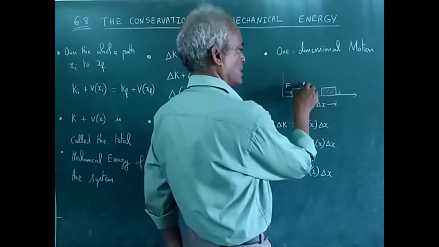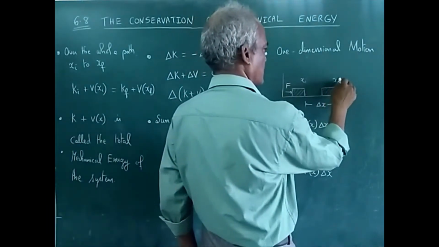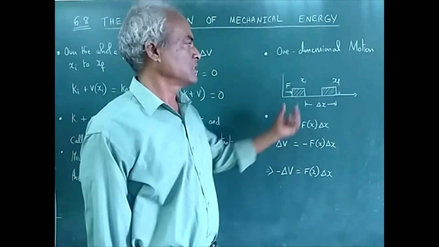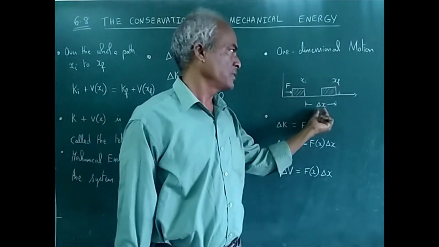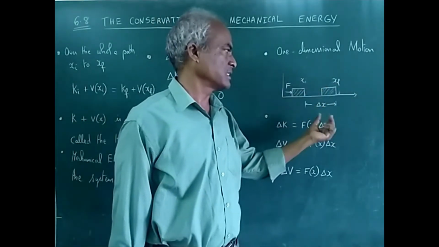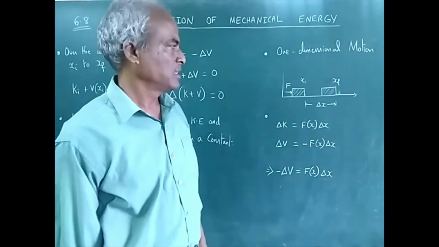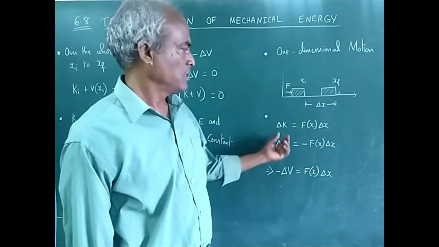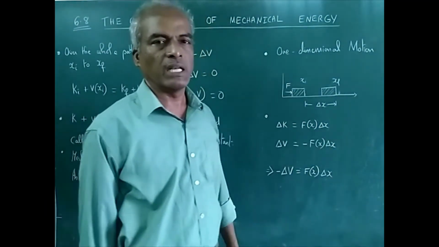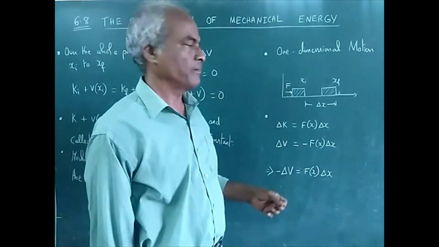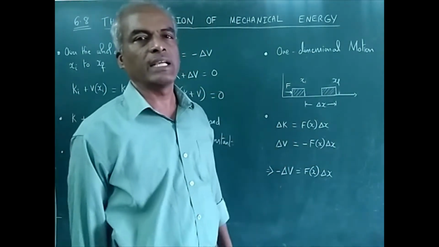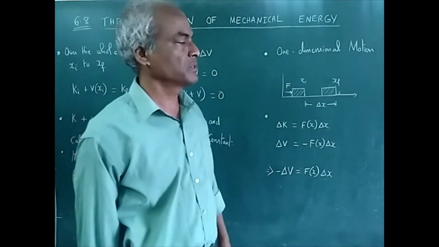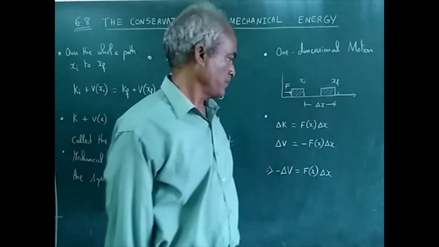Assume the initial distance is xi and the final distance is xf. Based on the application of a conservative force, this object has moved from xi to xf. This is the final distance and the initial distance, so we call this del x, the change in distance. By the work energy theorem, we know that the kinetic energy change is equal to force times displacement del x. So del k, because of del x, is f of x, the so-called conservative force, multiplied by del x.